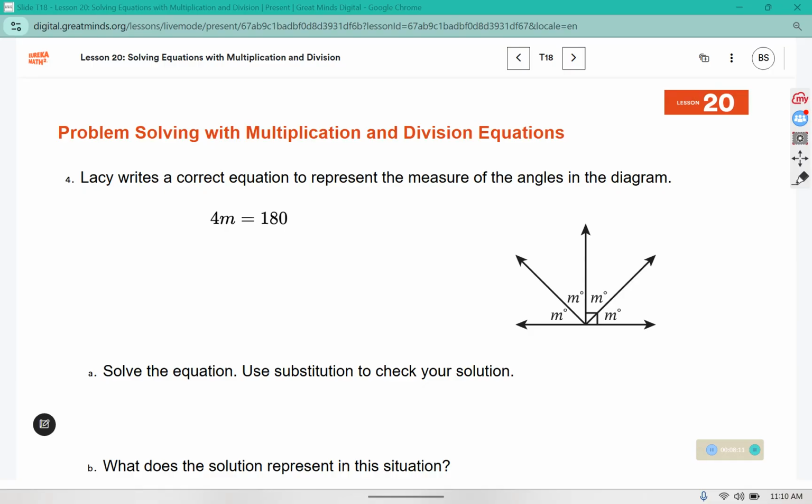Lacey writes a correct equation to represent the measure of the angles in the diagram. A. Solve the equation. Use substitution to check your solution.